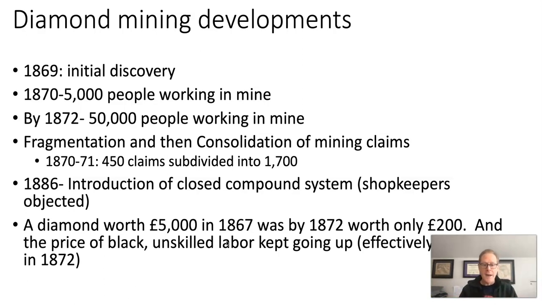So, on top of that, then they are finding diamonds. Well, what happens is they start finding a lot of diamonds flooding into the market, and the prices drop. So as it says here, a diamond worth 5,000 pounds sterling in 1867 was by 1872 worth only 200 pounds sterling. Okay, while the price of black unskilled labor at least keeps going up, doubling at least in 1872. So there's a number of economic issues here with the continuation of this mining.